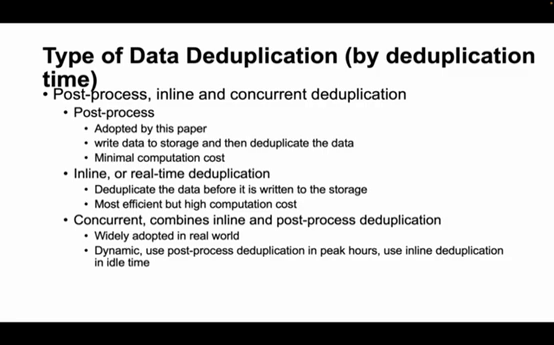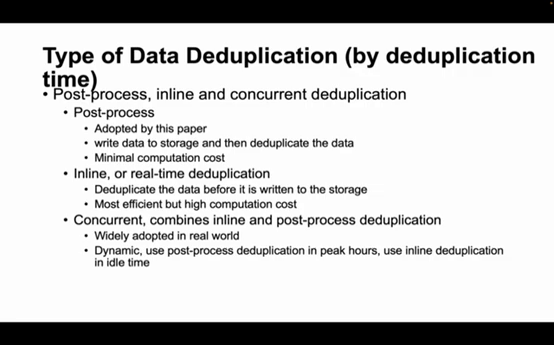Data deduplication can also be categorized by when the deduplication is performed, including inline, post-process, and concurrent deduplication. Post-process deduplication is performed after data has been written to the storage system. It is less efficient than inline deduplication, as it requires additional storage space to hold the data before it is deduplicated. However, it is less resource intensive and can be performed during off-peak hours.